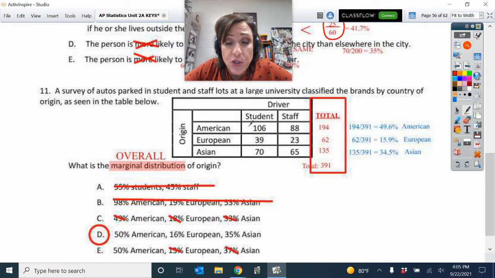So we total together the students and staff to get the total, and that's how we then do that out of the overall total of 391 cars in the sample. Those then are percents, so make sure you round appropriately here and get answer D.